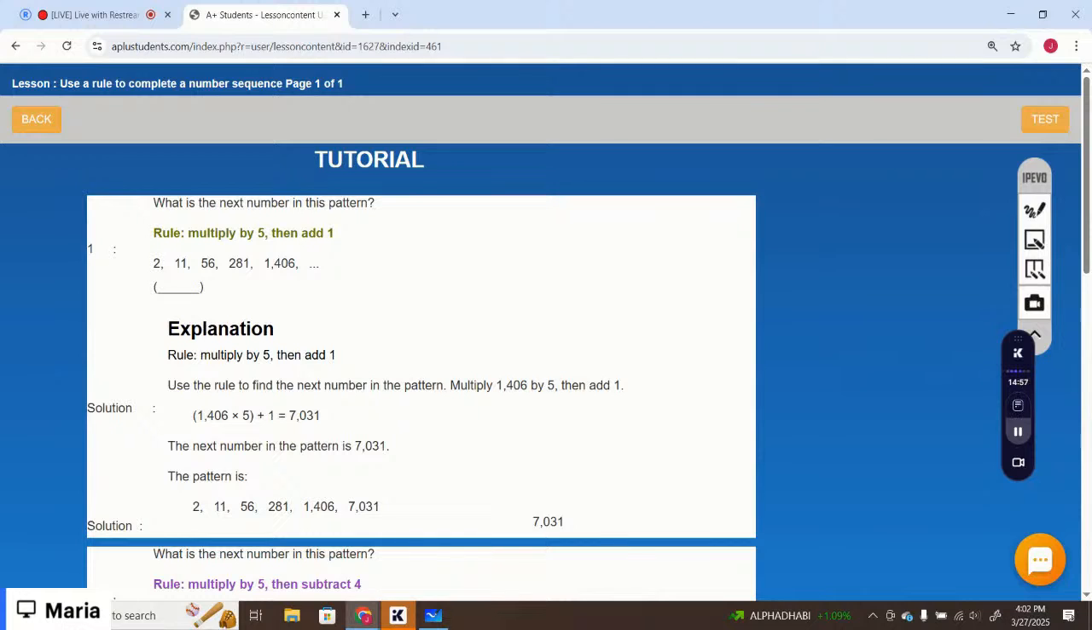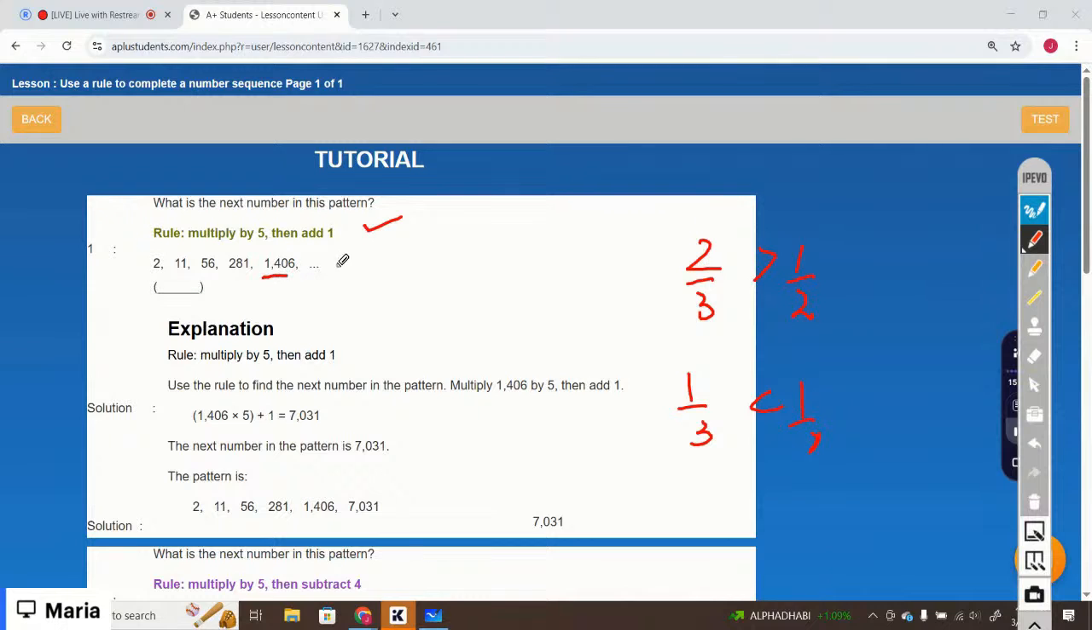What is the next number in the pattern? Multiply by 5, then add 1. So you have to multiply the last number. Here you have 1406. You need to multiply this number by 5 and add 1. So when you multiply by 5 and add 1, that is 7031. So that means the next number in the sequence is 7031. Let's just start with the test questions.